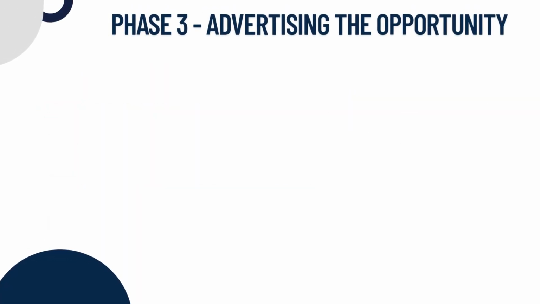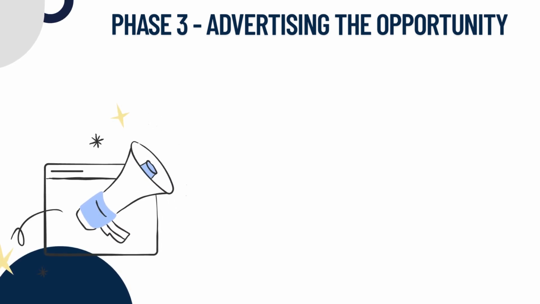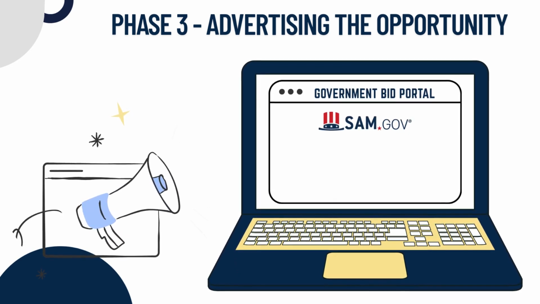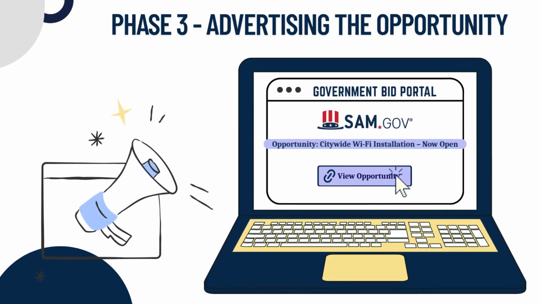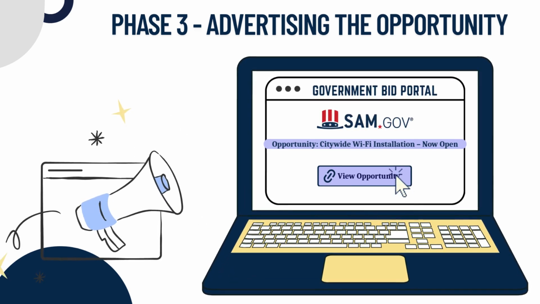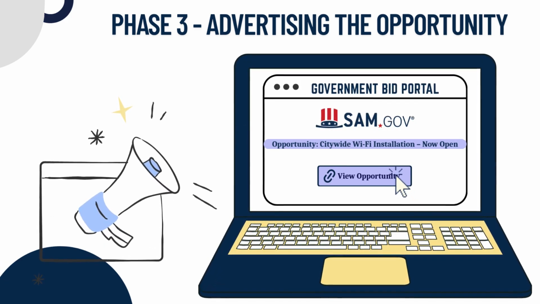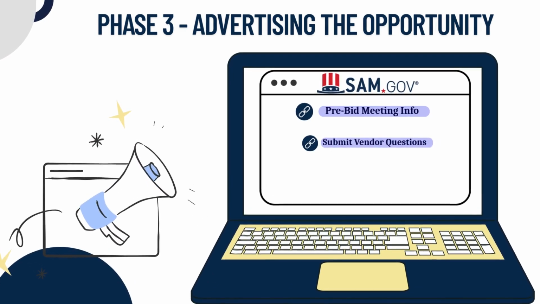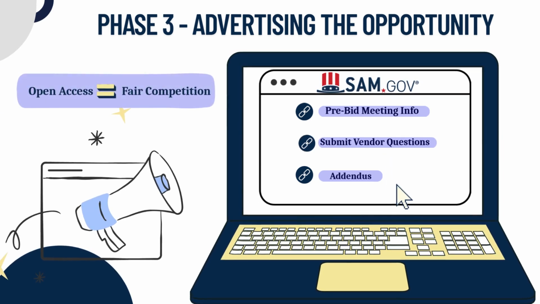Now it's time to open the opportunity to the public. In Phase 3, the solicitation is advertised, usually on official procurement websites or electronic bid systems. Transparency is critical here. Government agencies are required to notify the public and allow fair access to compete. This phase may also include pre-bid meetings, vendor questions, and formal addendums to clarify the solicitation.